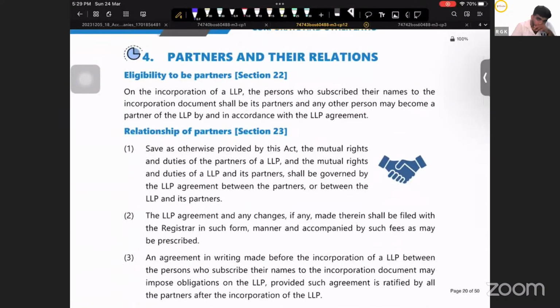Next, coming into the next part, partners and their relations. What do they say?